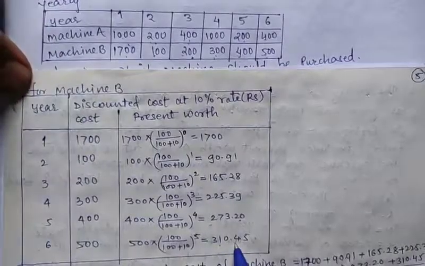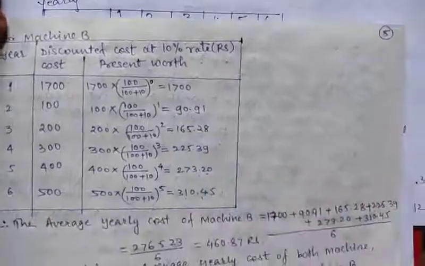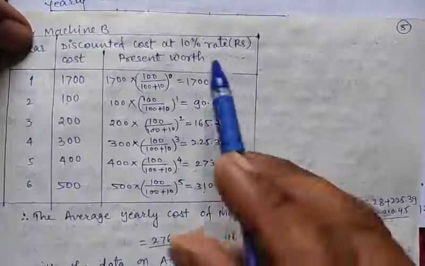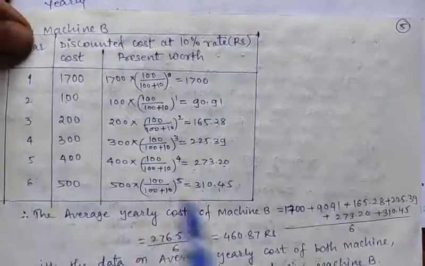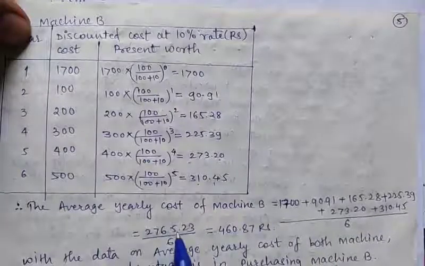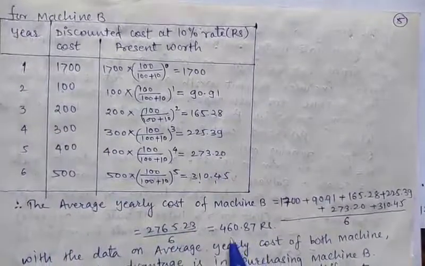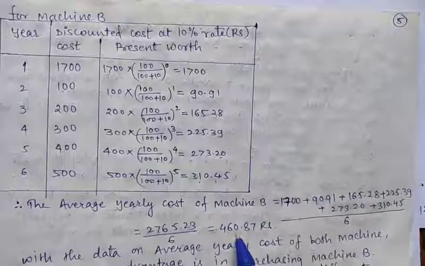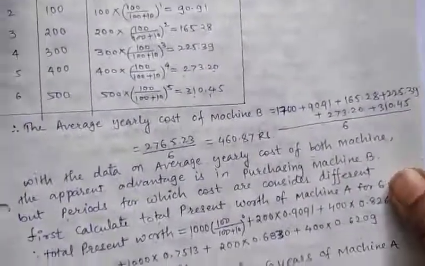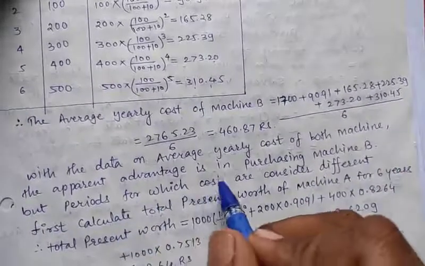Now we have to calculate its average cost. So we add the present worths, and to calculate the average we divide this sum by the total years. After adding we get 2765.23 upon the total number of years, 6. So we get the average of 460.87 rupees.